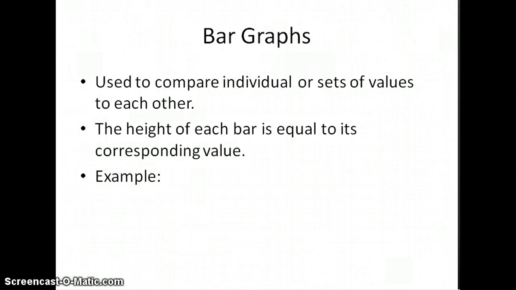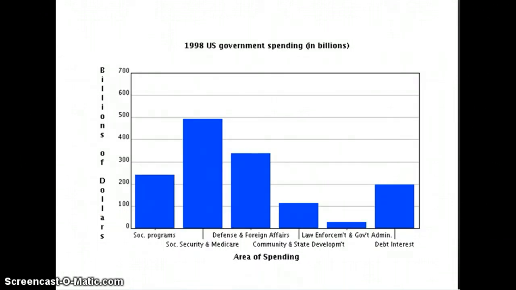Using a bar graph, you can compare individual sets of values to each other. The height of each bar is equal to the corresponding value. Examples of this are the final results of a survey, comparing data on how well you did in a competition, or some of your favorite sports players. That's what you use a bar graph for. Here's an example of what a bar graph will look like. As you can tell, you compare how much money the U.S. government was spending in 1998 in different areas.